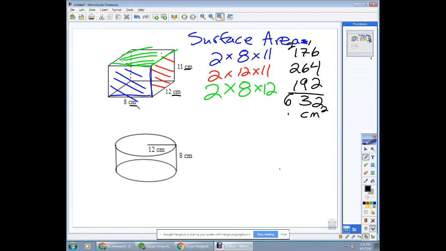So you must have had a multiplication error somewhere or an addition. Yeah. You did something like this? Yeah. Broke down each area.